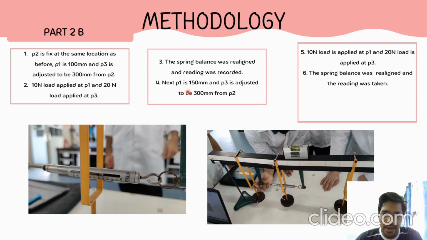Next, P1 is 150 mm and P3 is adjusted to be 300 mm from P2. A 10 Newton load is applied at P1 and a 20 Newton load is applied at P3. The spring balance was realigned and the reading was taken. These are for the methodology.